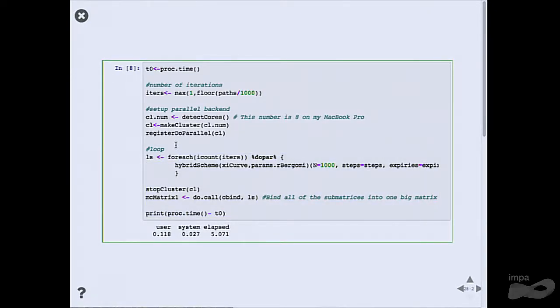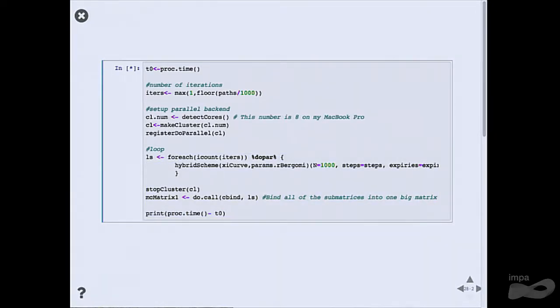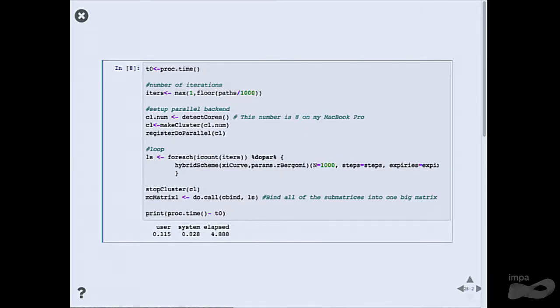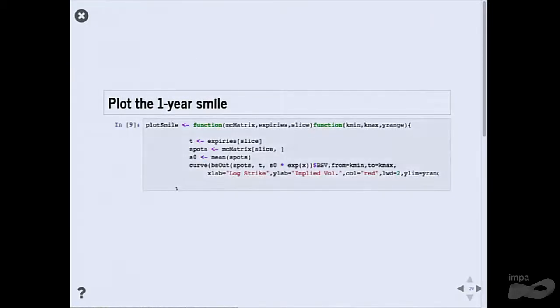OK, Georges, can you pray now? I'm already praying. If this doesn't work. OK, it works. See, look at that, 5 seconds. So, I mean, it's not super fast. It's not going to be as fast as the rough Heston model that we'll demonstrate in a minute, but it's reasonably fast. I've generated two smiles with this code.